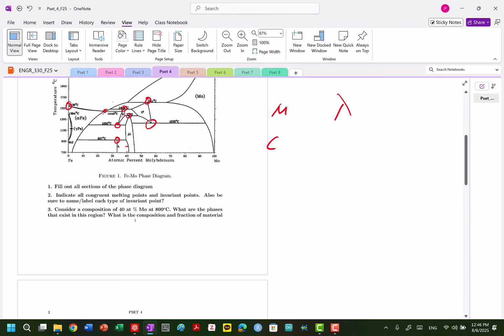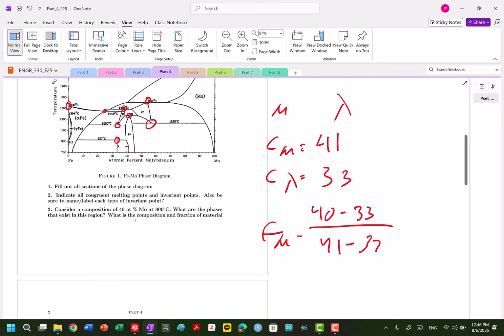So the composition in the mu is going to be equal to, we just remember, run to the right. So let's just call that 41. The composition in the lambda phase is going to be what? 31, 32, 33. The fraction that's in the mu, remember, is going to be the total length of that line. So 41 minus 33. And remember, we run opposite. So it will actually be, for at 40%, it'll be 40 minus 33. Makes sense because we're really, really close to mu. It should be the larger phase.